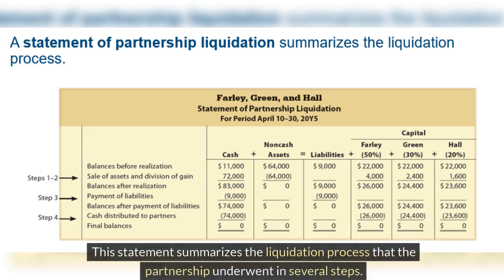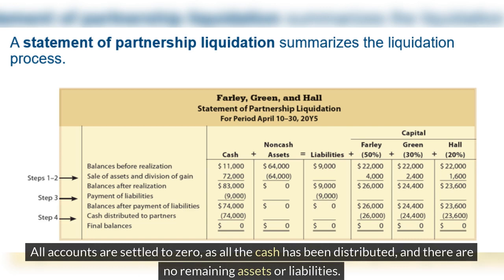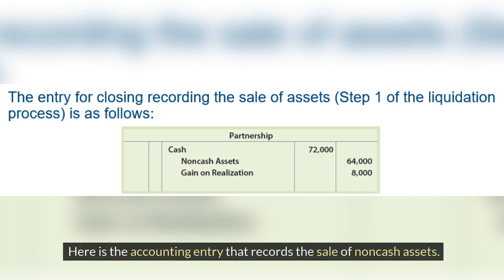The table shows a comprehensive statement of partnership liquidation for the partnership of Farley, Green, and Hall. This statement summarizes the liquidation process that the partnership underwent in several steps. All accounts are settled to zero, as all the cash has been distributed, and there are no remaining assets or liabilities. Here is the accounting entry that records the sale of non-cash assets.